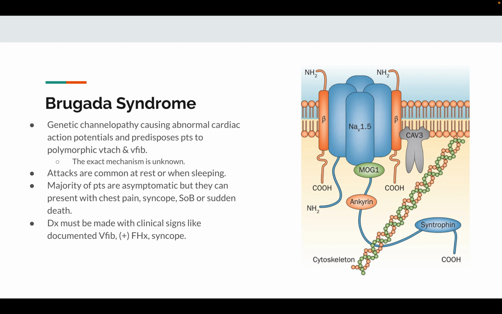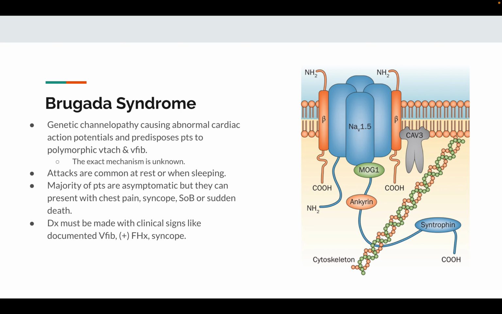All right, now we have Brugada syndrome. Brugada syndrome is a genetic channelopathy caused by abnormal cardiac action potentials. This is because of the sodium channels in the heart. This predisposes patients to a polymorphic VTAC or VFib. However, the exact mechanism of how this happens is actually not known.